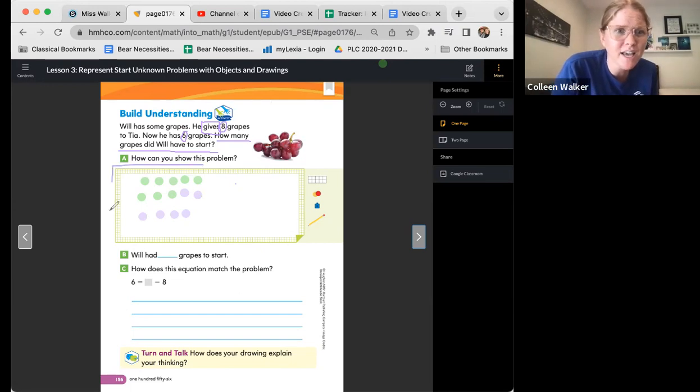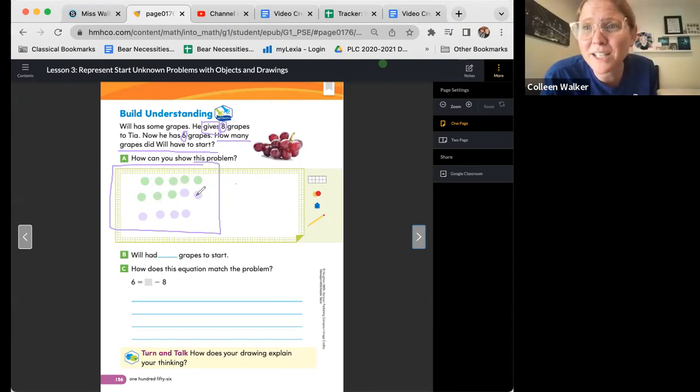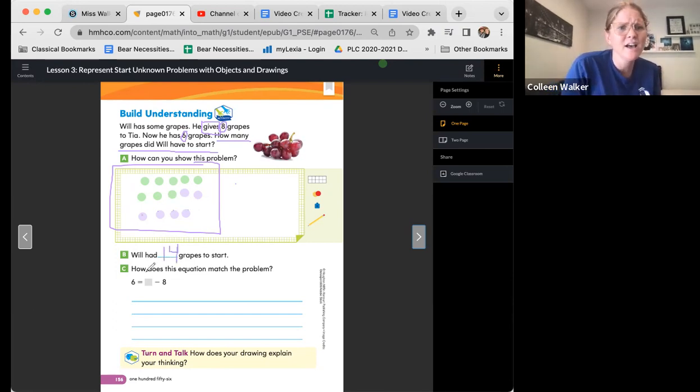How many grapes does he have all together? So this would help us know how many he started with. So I was doing them in a 10 frame style. So we know that there's 5 here. There's 5 here. So 5. Can you count by 5s? 5, 10. What comes after 10? 11, 12, 13, 14. So how many grapes did he have to start with? 14. That's correct.